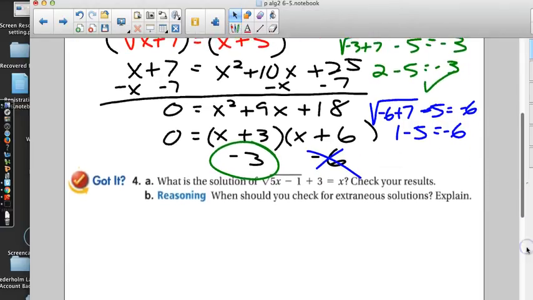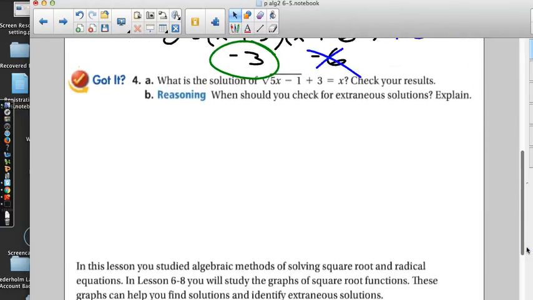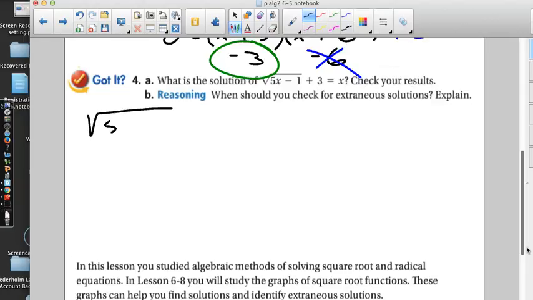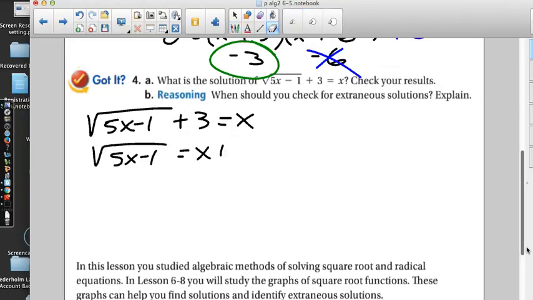So down here, we have another fabulous looking problem. Square root of 5x minus 1 plus 3 equals x. What's your first step, everybody? Subtract 3. Yeah, get that radical isolated. You didn't see a new list of do this today. It was do the same stuff and see what happens. So what's next? Square both sides.